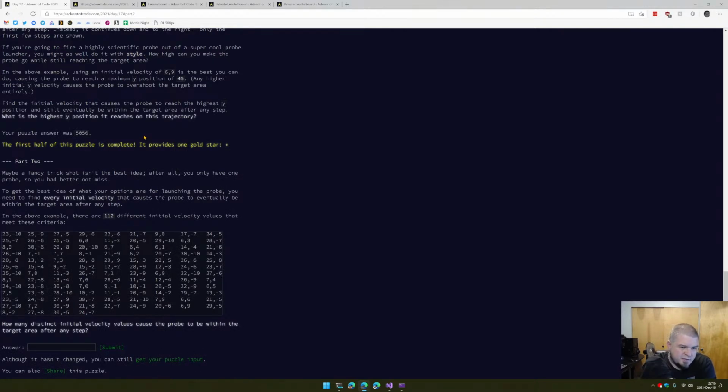Maybe a fancy trick shot isn't the best idea after all. You only have one probe, so you better not miss. To get the best idea of what your options are for launching the probe, you need to find every initial velocity that causes the probe to eventually be within the target. For example, there are 112 different initial velocity values that meet this criteria. How many distinct initial velocity values cause the probe to be within the target after any step?